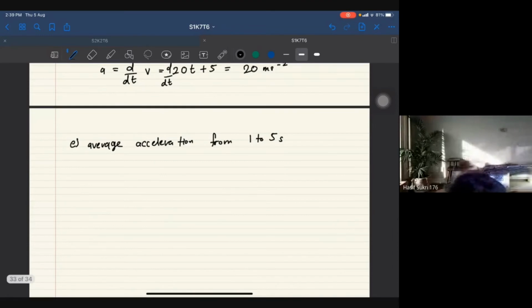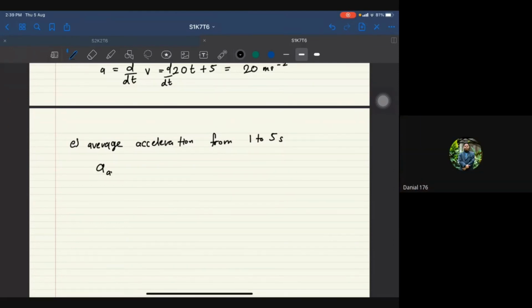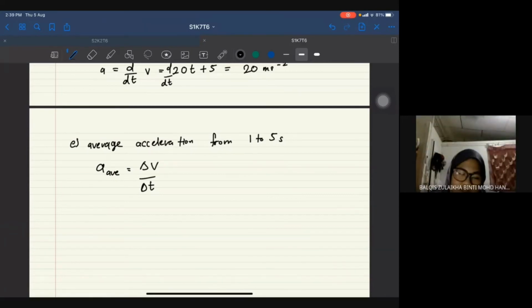Okay, kalau kita nak cari average velocity, kita buat delta S over delta T. Correct or not? Yes. So, A average basically will be delta V over delta T. Can you guys agree with this or no? Agree. Okay, so if you want to find the average from 1 to 5, you have to use this formula. So, which means you have to find my V final minus my V initial divided by the total time, which is T final minus T initial.